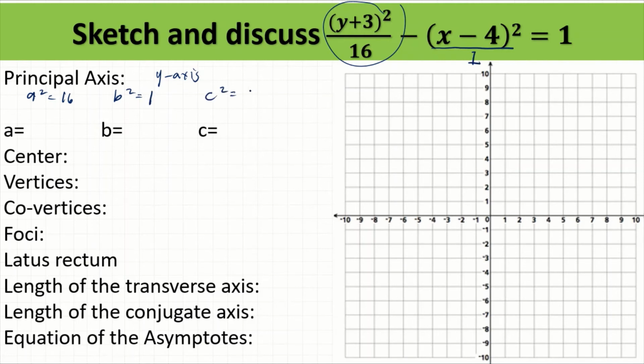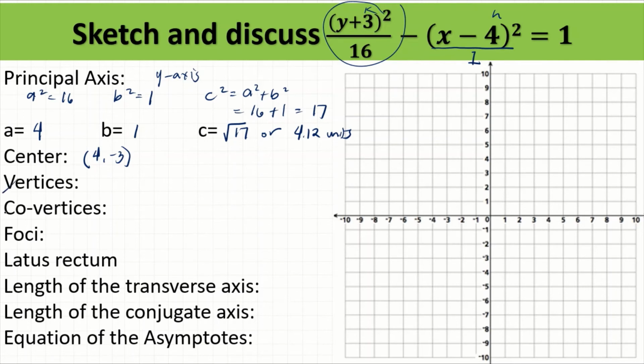And c squared is equal to a squared plus b squared. So, we will have 16 plus 1 equals 17. And to get a, if a squared equals 16, then a is 4. b squared is 1, so b is 1, and c squared is equal to 17, therefore c is square root of 17 or 4.12 units. Okay, and then for the center, kunin natin h, k. So, this is h and this is k, katabi ng variable x and y. So, we have 4, negative 3.